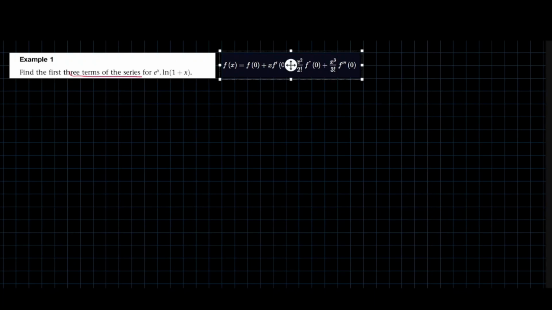Find the first terms of the series for this equation. Now we're going to be using the Maclaurin series for this, and this is the formula. So first we will work on this formula. We'll get the expansion for this formula, then for this particular equation, then we'll combine them together.